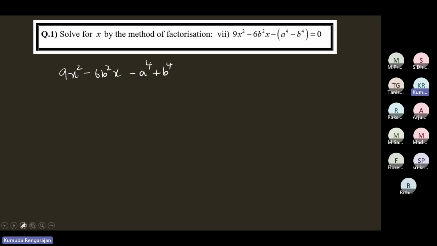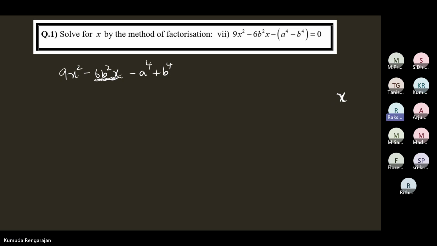So from which term should you take the clue as to how to group? Which term? Minus 6b square x. Very good. Now what are the variables you see here? X is the prime variable. Apart from x, what else do you see?